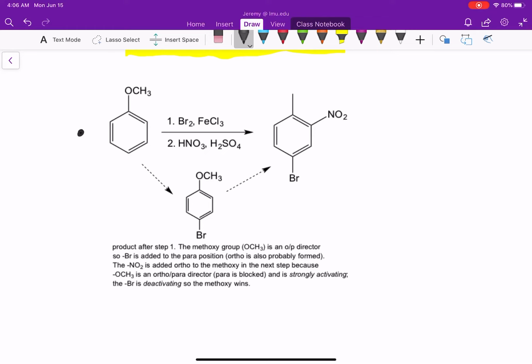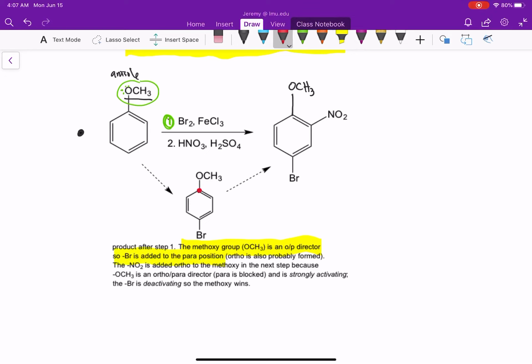Okay, here I start with an OCH3. I start with anisole. Okay, and there's just a little typo here. That OCH3 should be drawn there, so let's draw that in. So in step 1, we're going to be adding Br2 and FeCl3. So we know that OCH3, that O has a lone pair, right? That OCH3, our methoxy group, is an ortho para director. So the bromine is added to the para position.